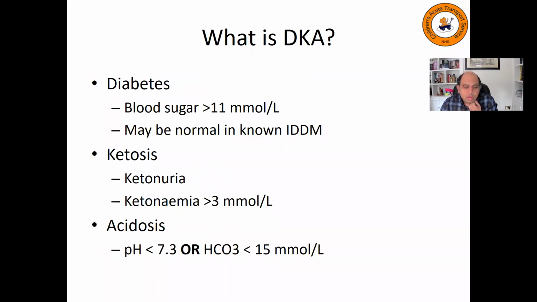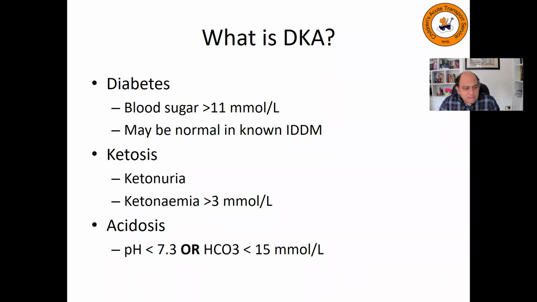So what is DKA? Well, this is the actual definition. Really, if you split it based on the D and the K and the A, it's very simple. So you need to have D, which is diabetes, defined by a blood sugar greater than 11 millimoles per liter. And that blood sugar may well be normal in a patient with DKA if they are a known diabetic already on insulin therapy. Whereas with a new patient diagnosis of a DKA, the blood sugar is invariably over 11 millimoles per liter. So that's the D part.